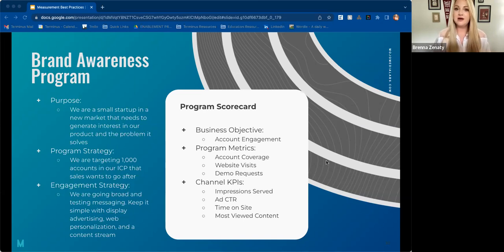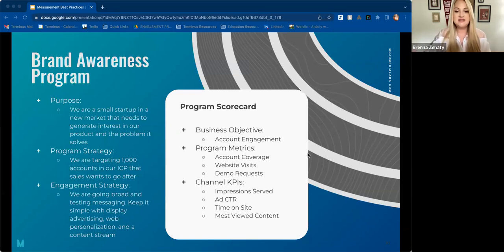So as we look back at the full program here, one of the things that we'll try to do is make sure that we're getting in front of those 1,000 accounts that we selected. So from a metric standpoint, account coverage is really important, particularly through a channel like display advertising, for example. We need to understand at a baseline, are our target accounts seeing our message? Are they aware of our brand?